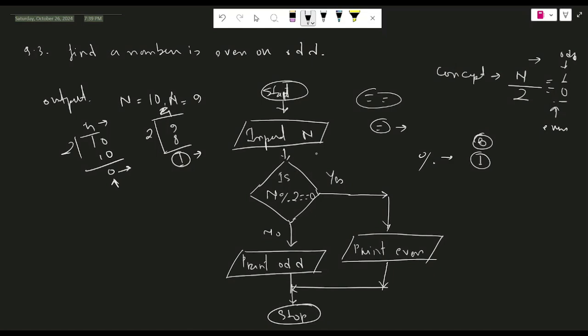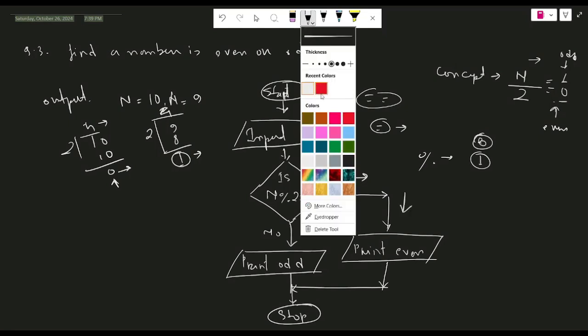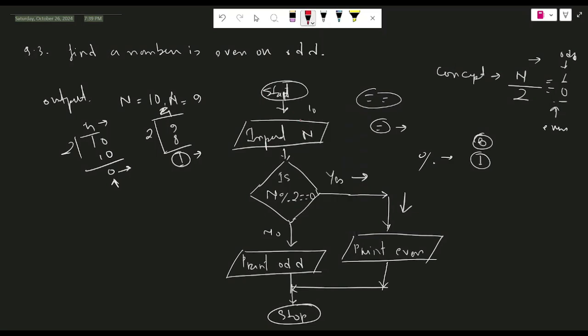So if I take n equal to 10, then I will go down this line and get the result of this one. And if I take n equal to 9, I will go to this particular condition and it doesn't satisfy, so I will go for this no path, where I will get the odd statement.